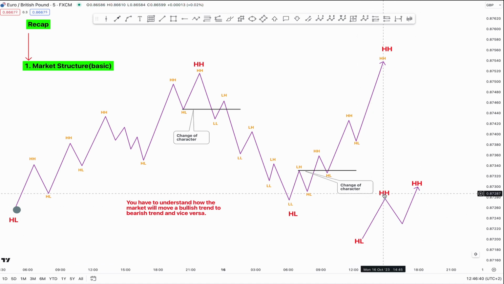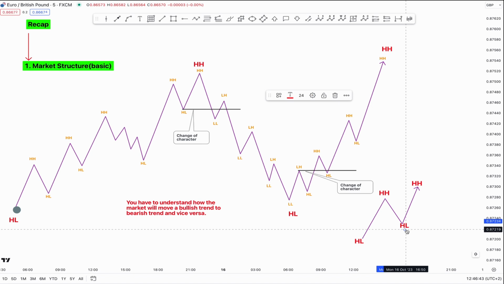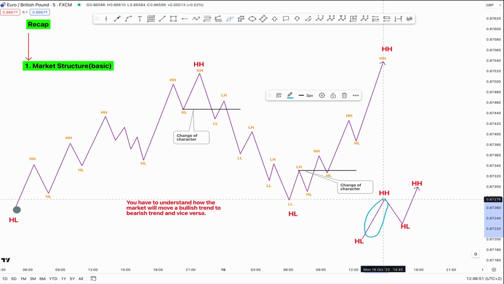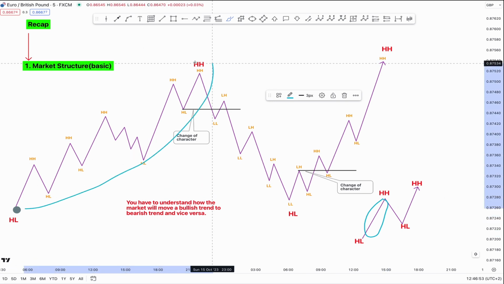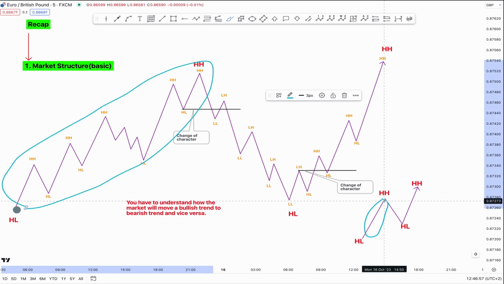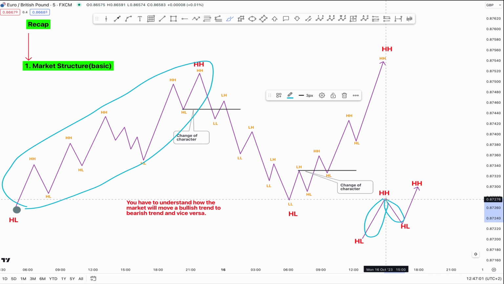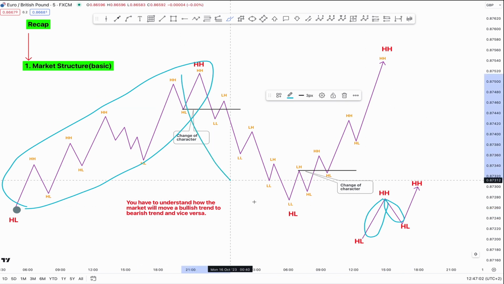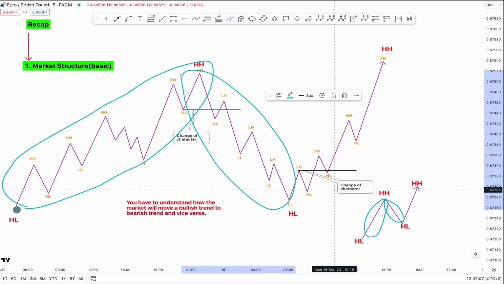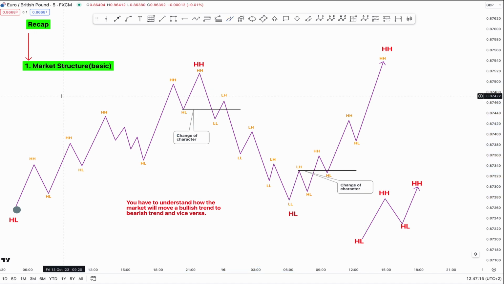Higher low, higher high, higher low over here, and then a higher high. So inside this structure, this part here is this one over here. And then inside this structure where the market is being bearish is this structure over here. This is just a recap to understand how the market structure moves. So let's move on to another recap.